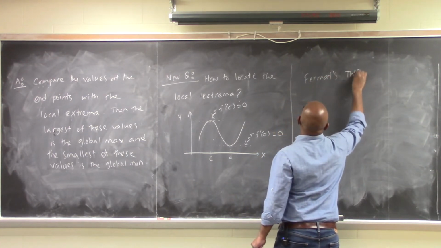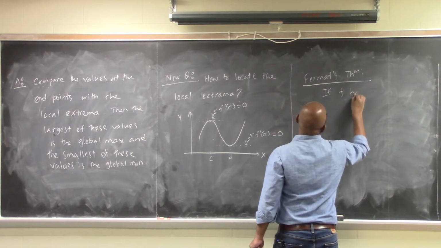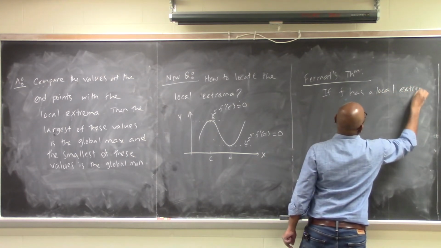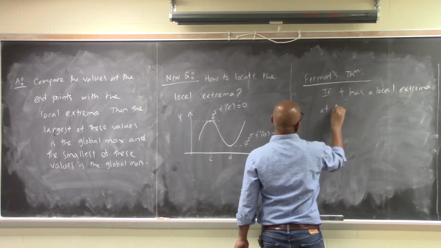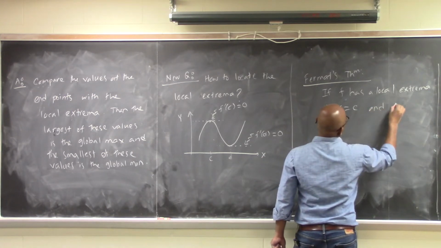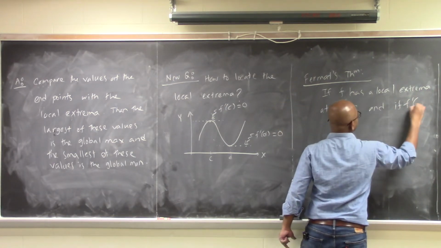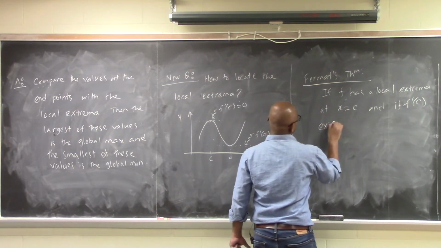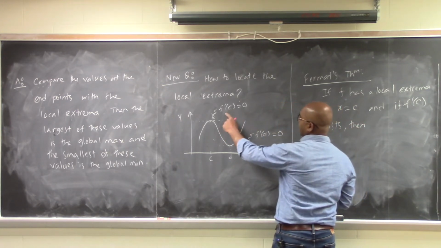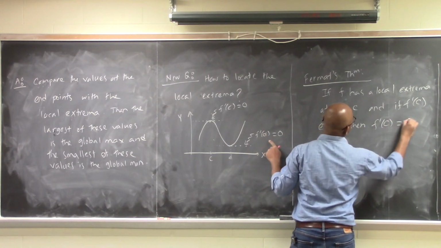Fermat's theorem. If f has a local extrema at x equals c, and if f is differentiable at c, i.e. if f prime of c exists, then this thing will definitely happen: the derivative must vanish. Then f prime of c equals 0.